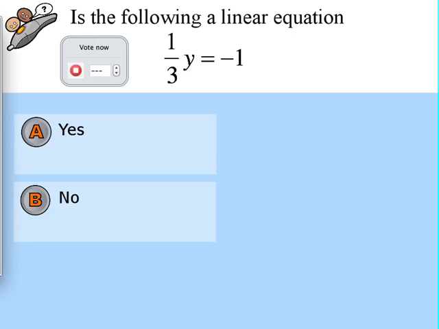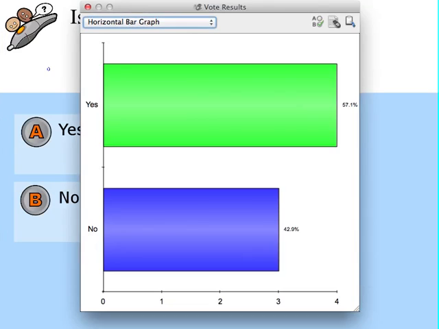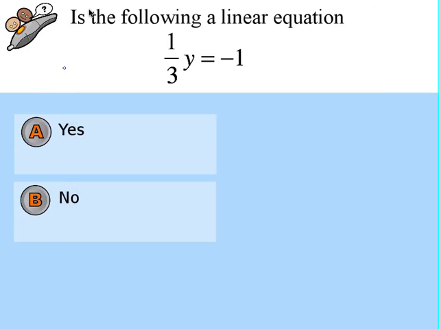All right, is that a linear equation? Yes or no? Now we'll see if you get this one right. It's yes. Okay, so let's go through the checklist again. Has an x, y, or both an x and a y. This has a y, so this is good. It fits that one. Okay, next one.